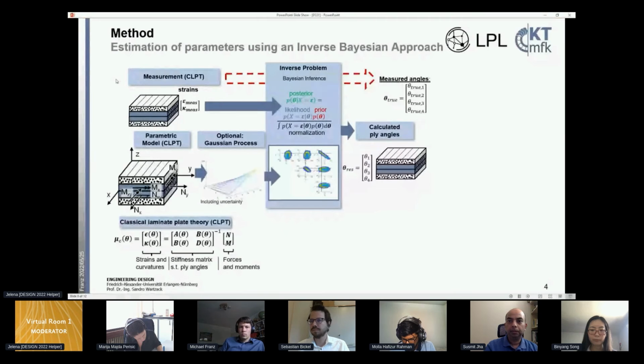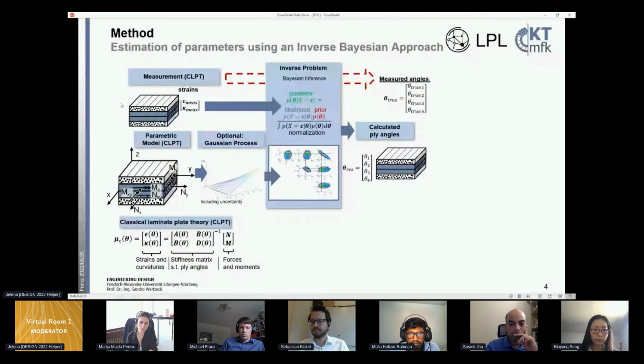The method is built to inversely infer laminate ply parameters from strain measurements of plates. These are forwarded to the solution algorithm together with a parametric model, in our case classic laminate plate theory, with the ply angles as parameters. Optionally, further surrogate models like Gaussian distribution can be used to reduce computational times.